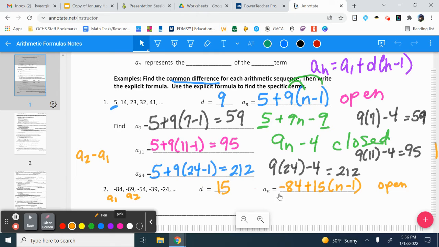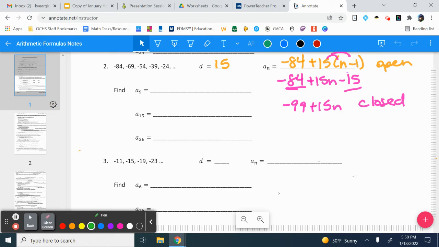If I wanted to close that, I would need to distribute the 15. So I'd have negative 84 plus 15n, and then minus 15. And then I would simplify my like terms here. So I would have negative 99 plus 15n. Okay, so this would be the closed version. Again, it doesn't specify which one we need, so it's completely up to you as to which one you want to pick. Now, if I want to find the 9th term, I can use either one of these two.